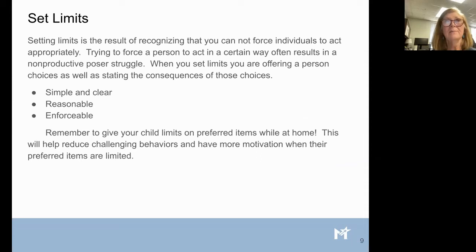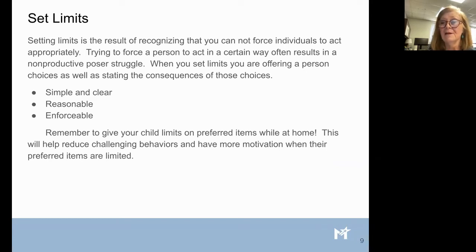Setting limits, that's me. I love limits. I do. I love them for myself, and I think kids love them. They're the boundaries that we set for our kids. What are your expectations? I think they need to be clear. They need to be simple. They have to be reasonable, and they also have to be enforceable.